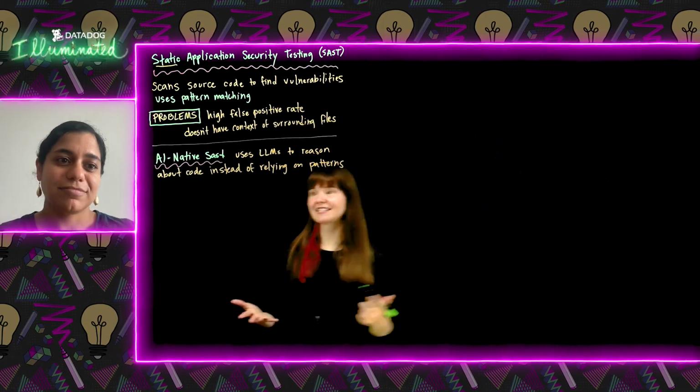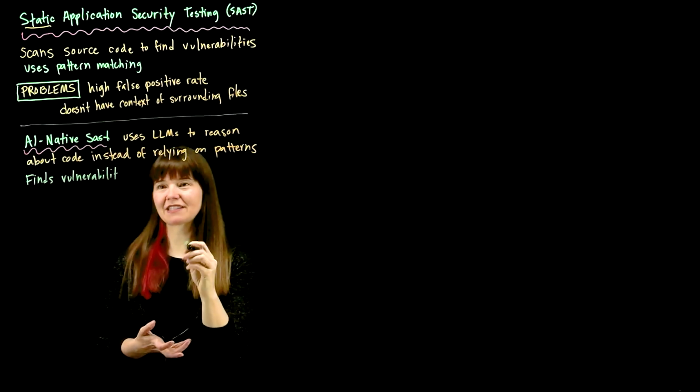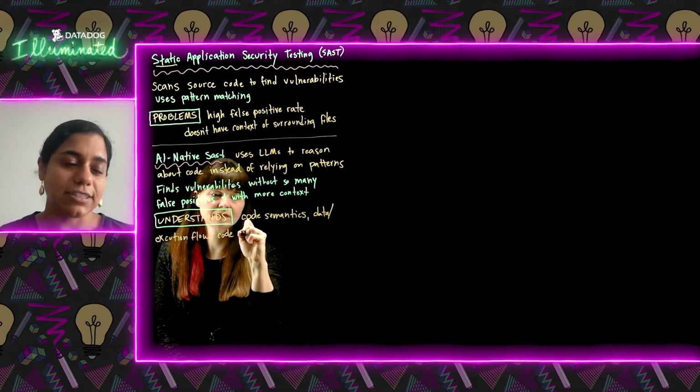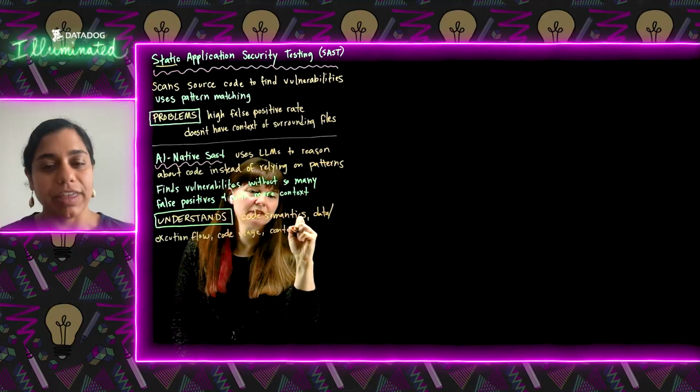And then specifically, can you do it in a way that reduces the false positives, and fixes the alert fatigue that we were talking about? So it has the same goal of finding vulnerabilities without so many false positives. Yeah, so it understands code semantics. It understands the data flow and the execution flow. It understands the actual usage of the code, as well as the context. So where files are defined, where variables are passed through, things like that.